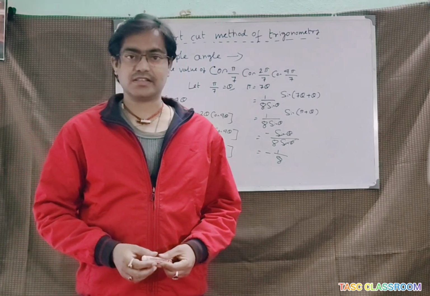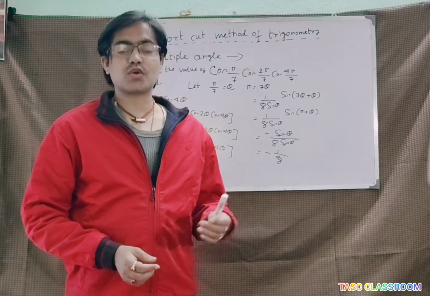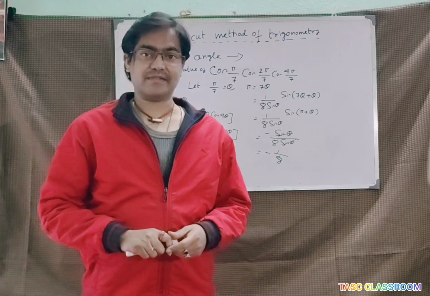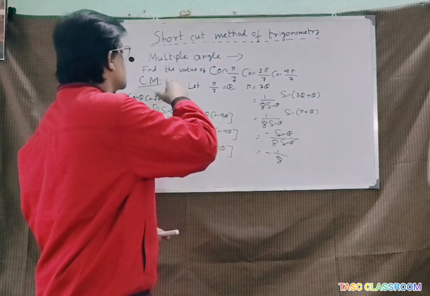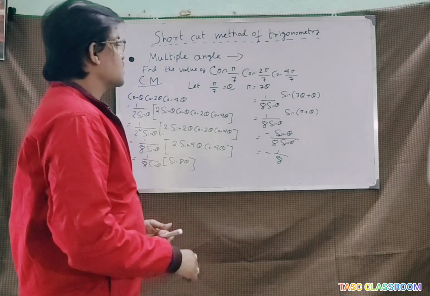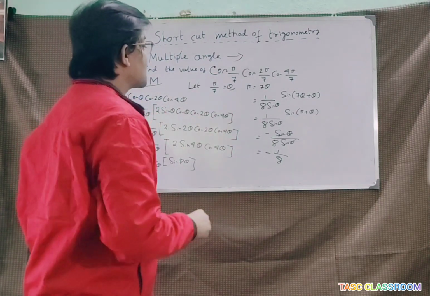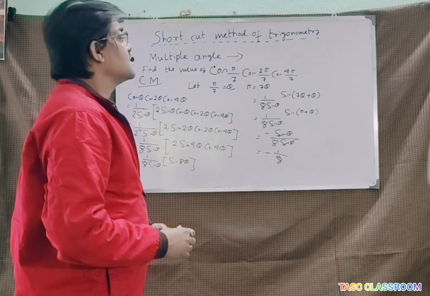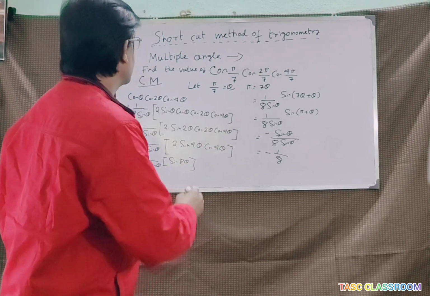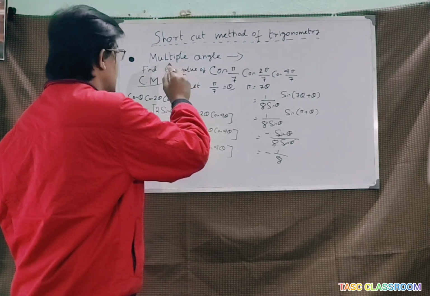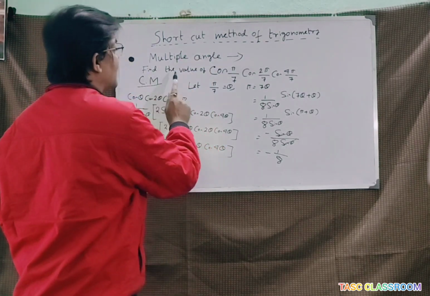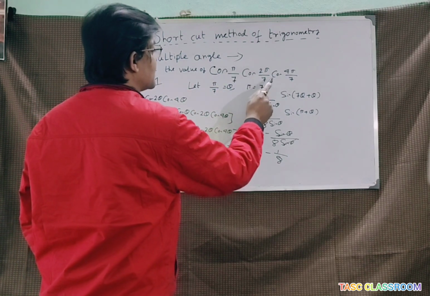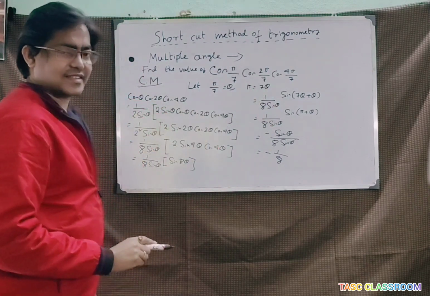I am Prathakata Banerjee. I will teach you the shortcut method of trigonometry of the section multiple angle. These types of questions will come to your examination, JEE Advanced, Main, NDA, SET, GATE, etc. This is the question of multiple angle. Find the value of cos pi by 7, cos 2 pi by 7, cos 4 pi by 7.